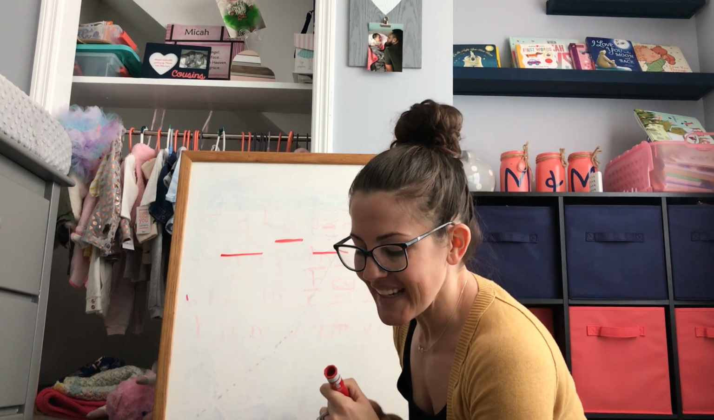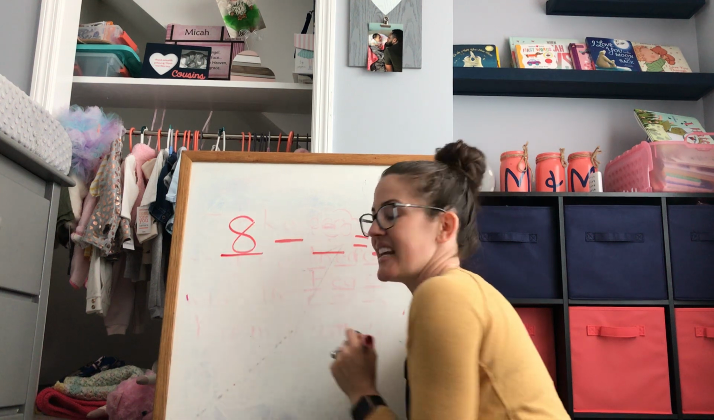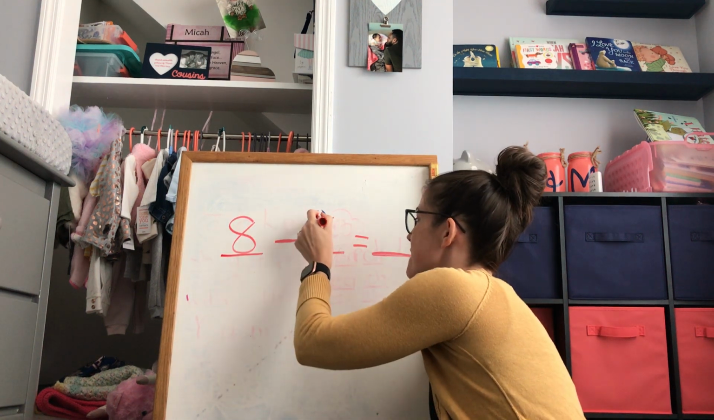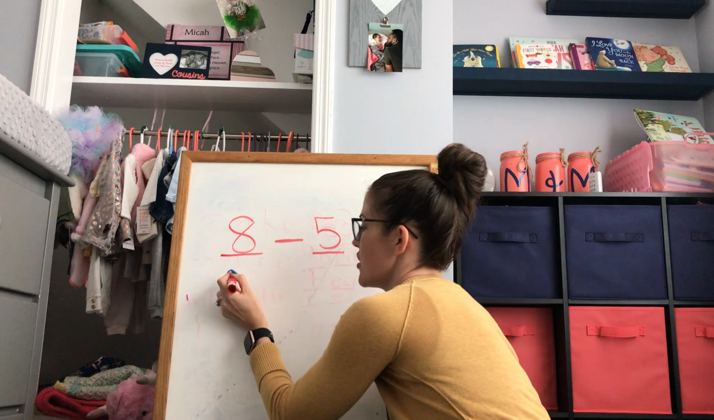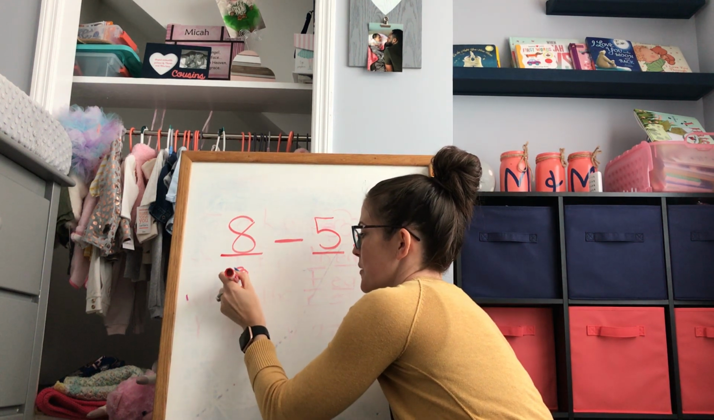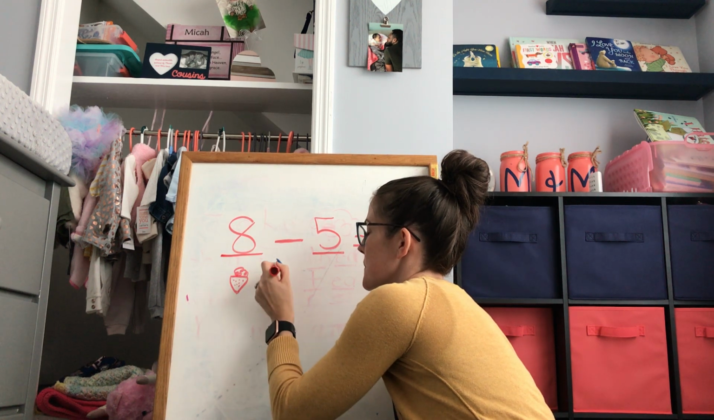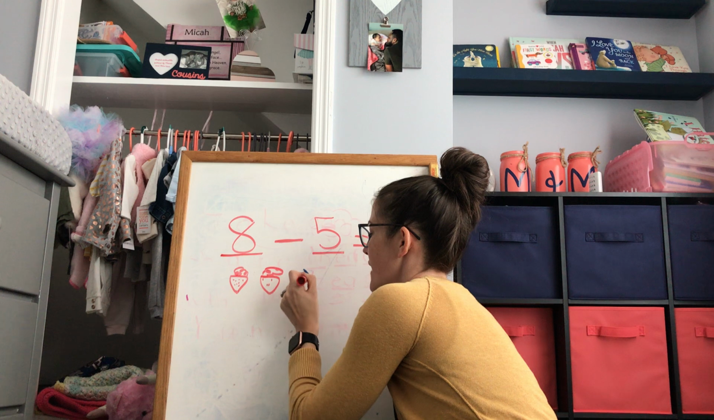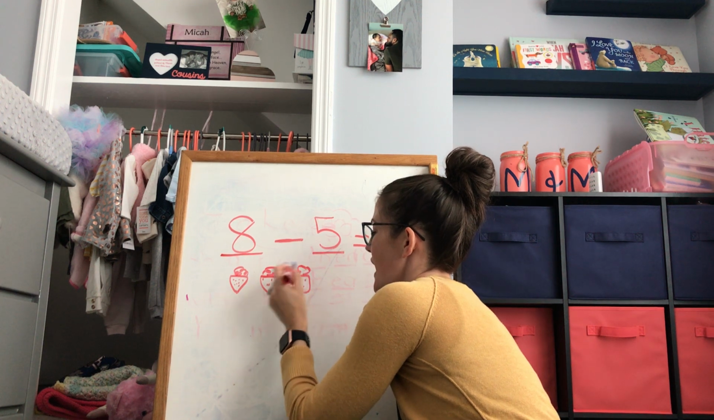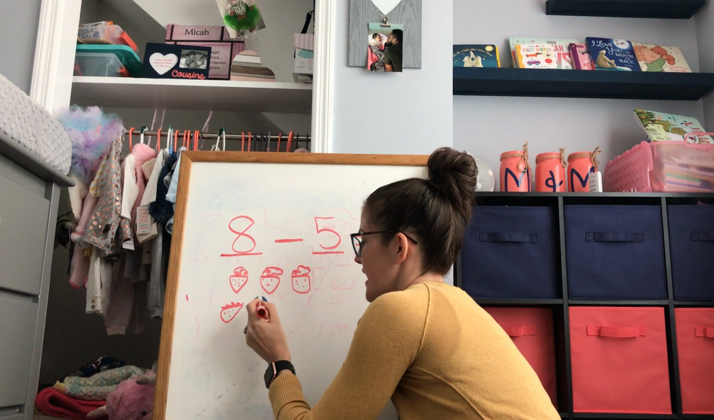So Wyatt had 8 strawberries. He got hungry and ate 5 of them. All right, let me draw these strawberries. Those kind of look like ice cream cones, don't they? I set myself up for this one. And remember, your drawings do not have to be perfect. It's just a way for my brain to think.